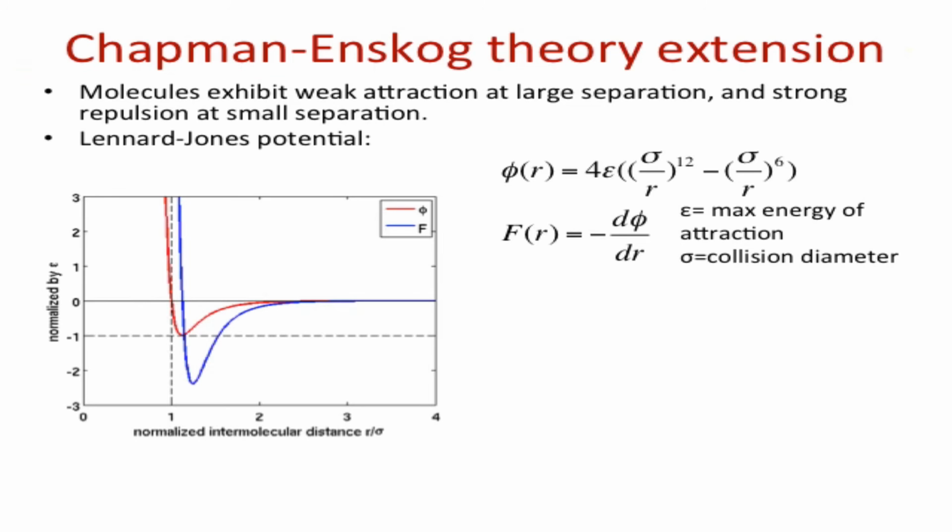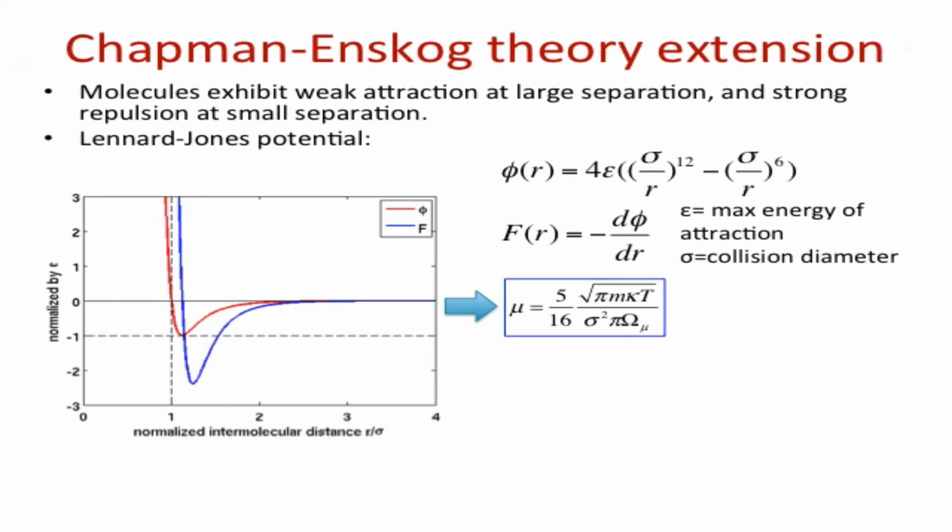So phi is actually plotted here. This is normalized by this epsilon, which is the maximum energy of attraction and depends on the molecules that we are looking at. Okay. So we have these things tabulated for different gases. Okay. So if phi is this, then basically your force is the blue line. Okay. And I will likely ask you to plot this for yourself for homework as well.